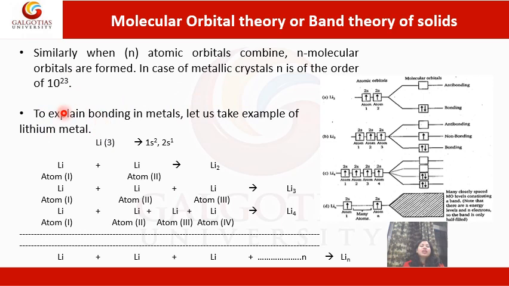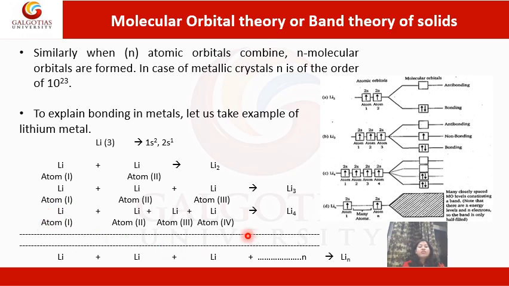Now, let us take an example of lithium metal to explain the bonding in metals. Lithium has the electronic configuration 1s2 and 2s1. When two lithium atoms combine, two types of molecular orbitals form, one bonding and another anti-bonding. In the outermost orbital there is only one electron, so all the electrons are filled in the bonding molecular orbital. When three lithium atoms combine, three types of molecular orbitals, bonding, anti-bonding and non-bonding, are formed.